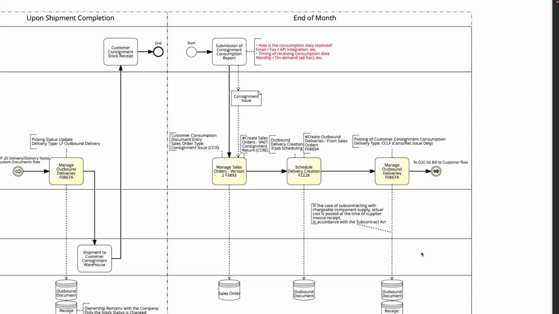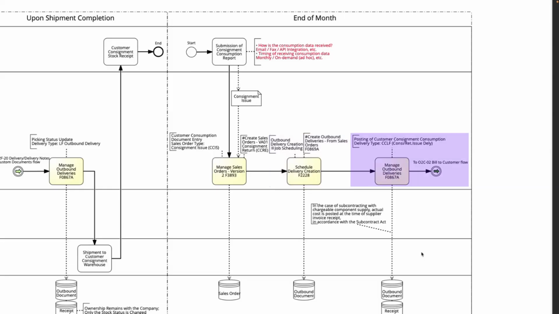Next is the end of month section of the flow. At the end of the month, the customer provides a consumption report indicating how much consignment stock has been used. Based on this report, the sales administrator creates a CCIS consignment issue sales order to record the consumption using the Manage Sales Order app. The administrator then creates a delivery, either manually or through the Scheduled Delivery Creation app, to reflect the stock that has been issued or consumed by the customer.